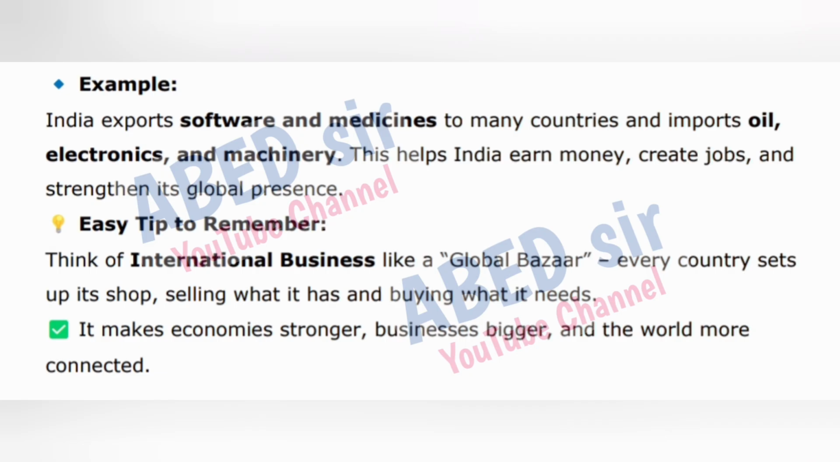Easy tip to remember. Think of international business like a global bazaar. Every country sets up its shop, selling what it has and buying what it needs. It makes economies stronger, businesses bigger, and the world more connected.